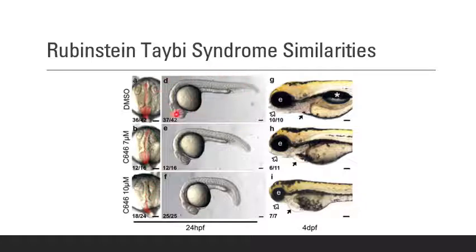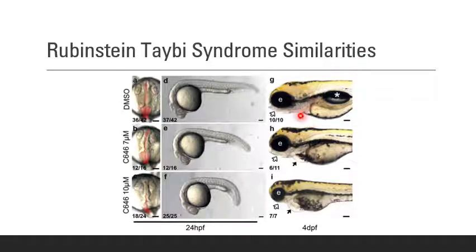Secondly, they show that there's decreased growth associated with less EP300 activity, again important with, like, short stature, for example, in RTS. And then lastly, they showed here's a normal jaw growing in zebrafish, and then as you increase inhibitor, you see decreased and almost non-existent jaw formation. Again, important for the dental and jaw-related issues associated with RTS.